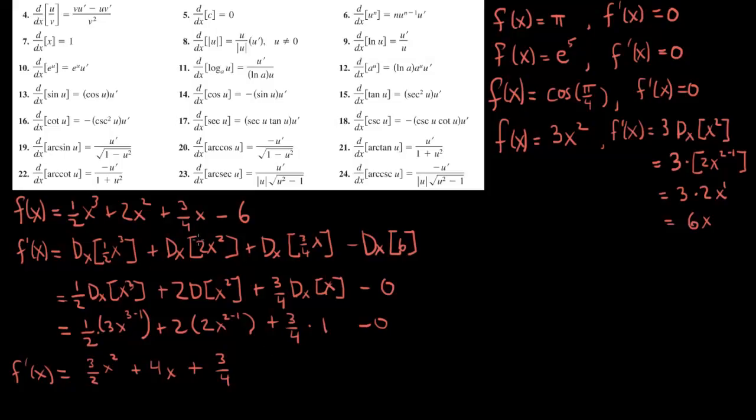So when you take the derivative of a polynomial, just take the individual derivatives of each of those terms. That works out nicely for us. Okay? Now, again, this would be every step. Notation is important.